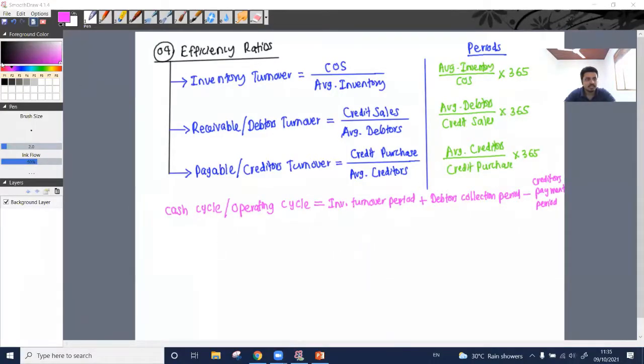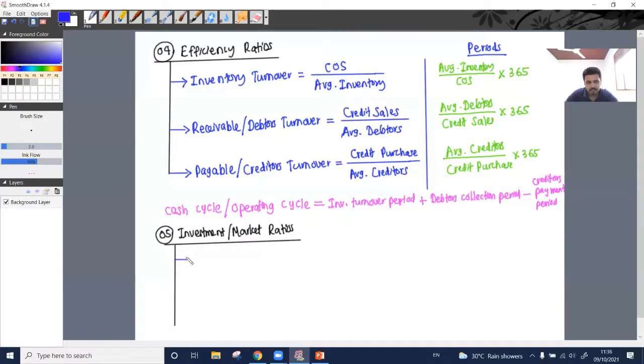Okay, so that is about efficiency ratios. The last category is investment ratios. Investment, or we say this as market ratios. Market ratios. Again, there are a lot of investment ratios, but I will consider only a few here, right? The most important part.